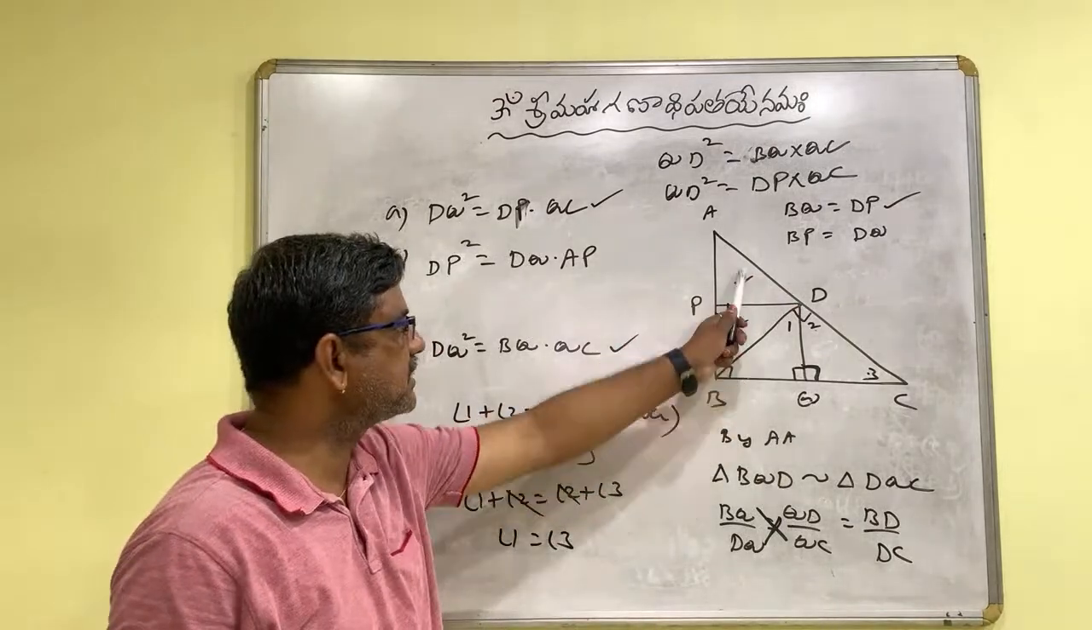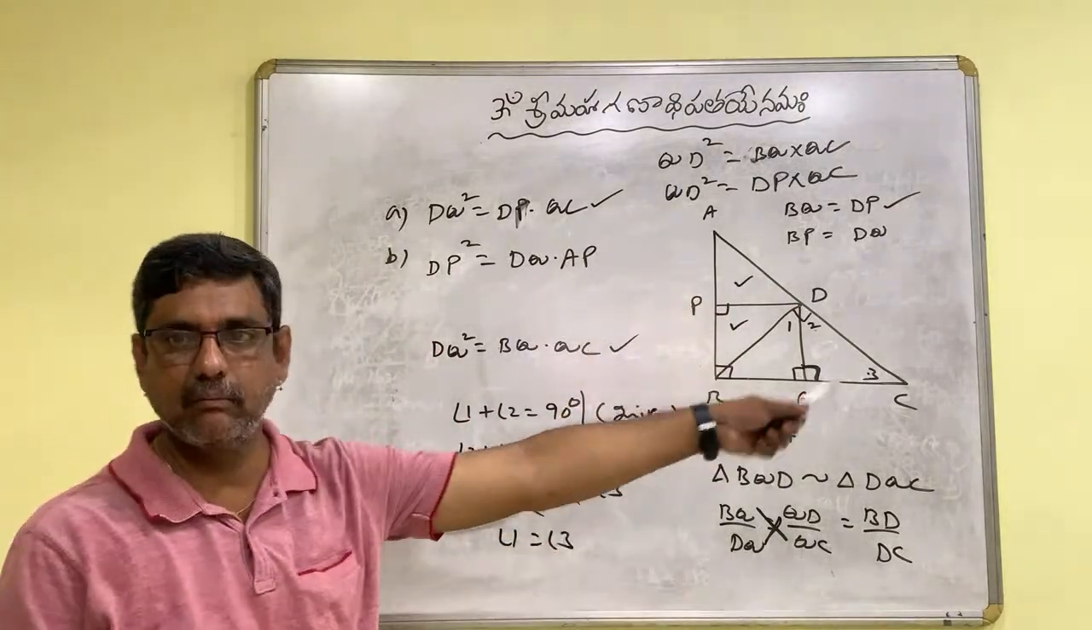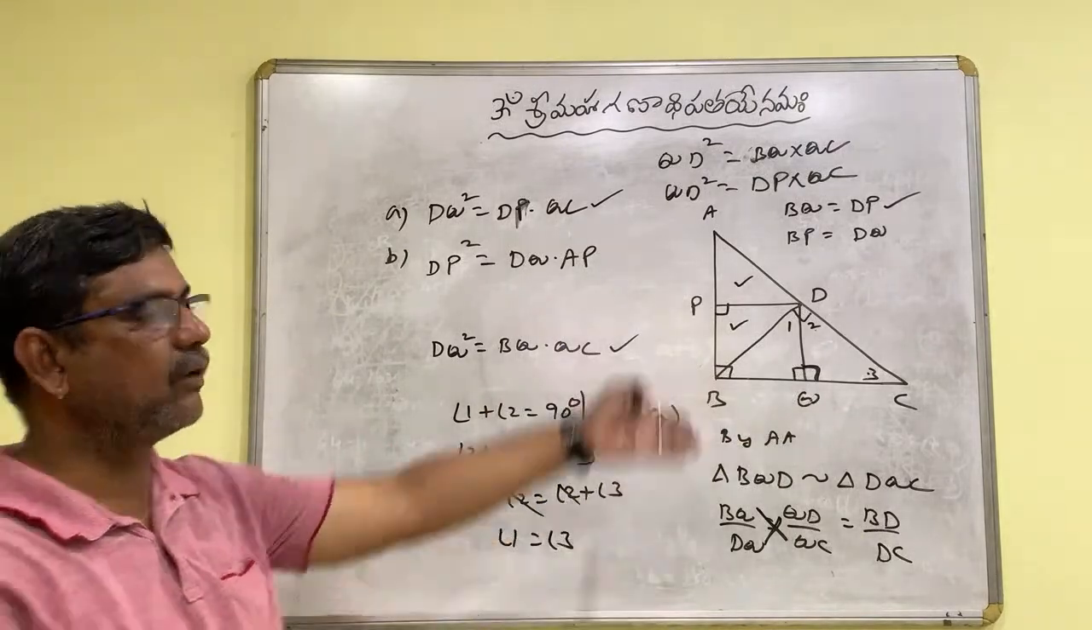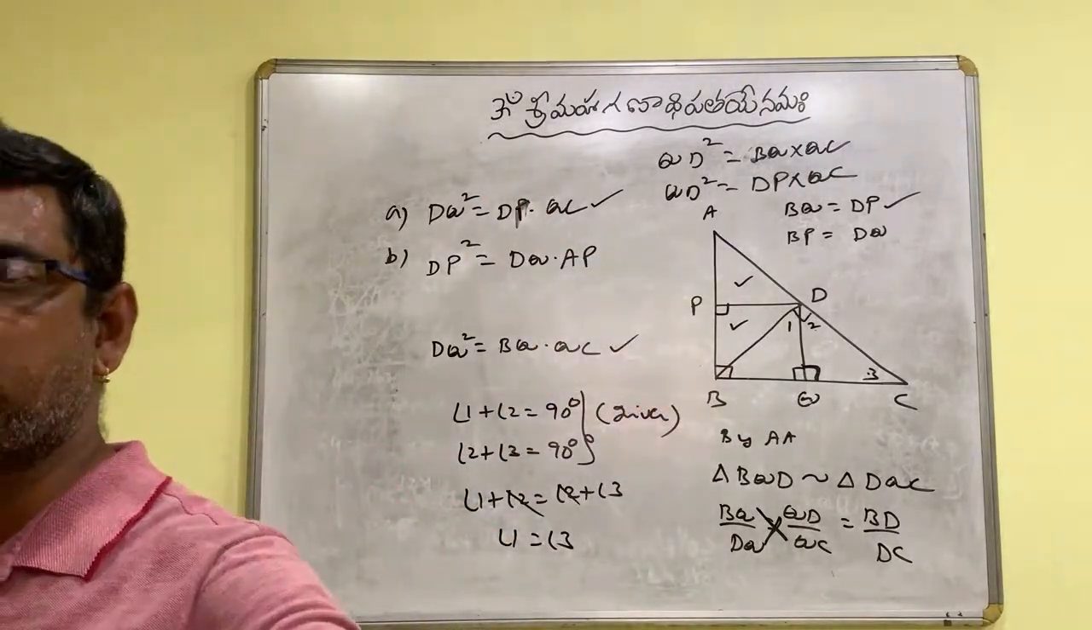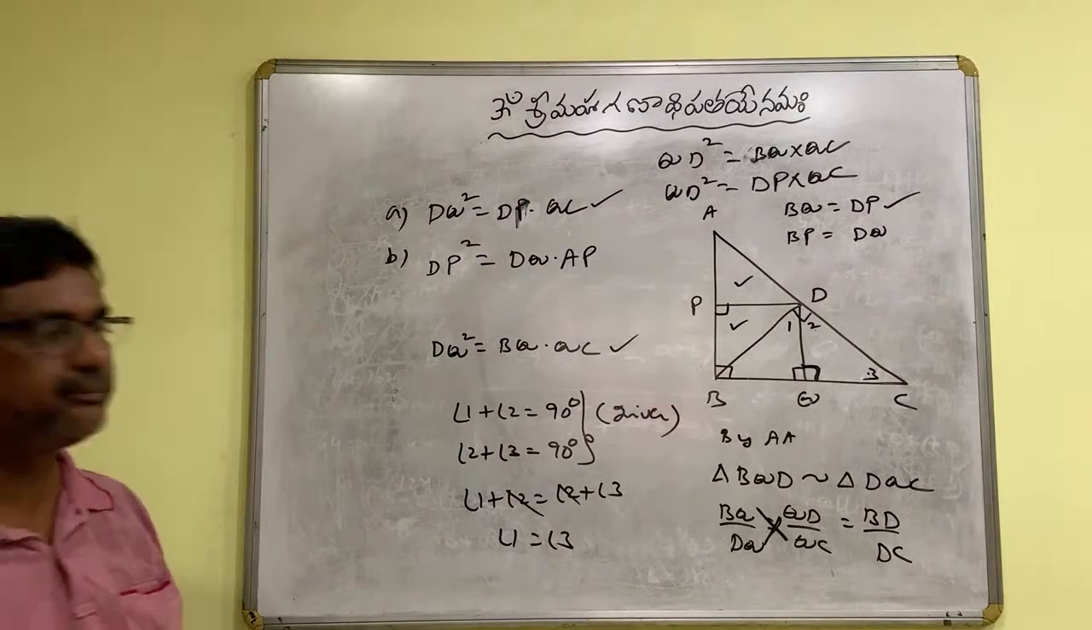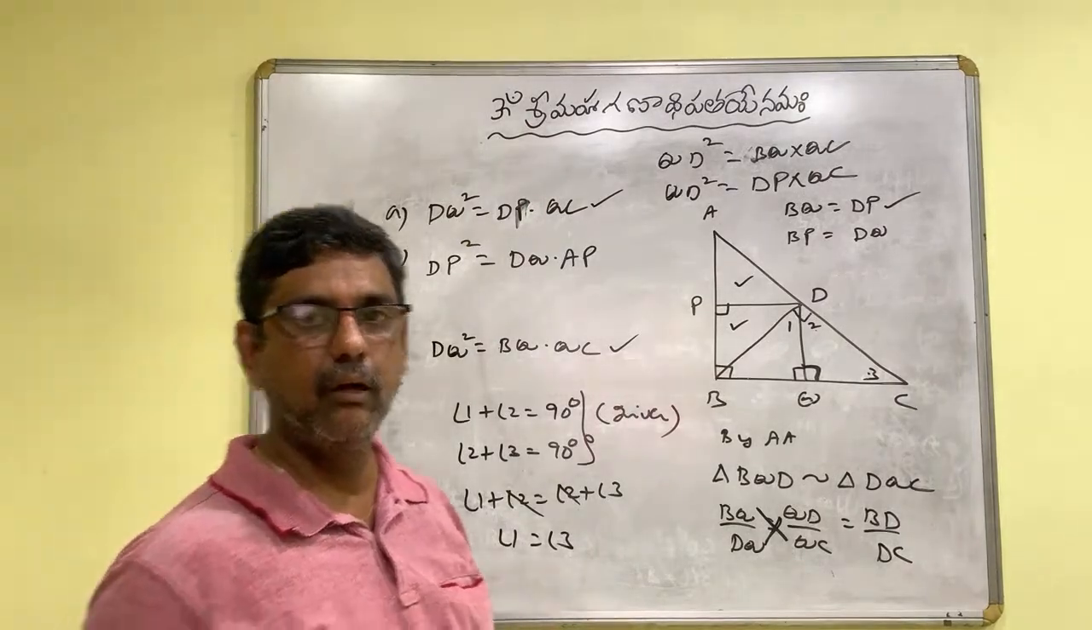First prove these two triangles are similar. Then you will get the answer. Write the ratios and you will get the answer. Understand? Okay, children?